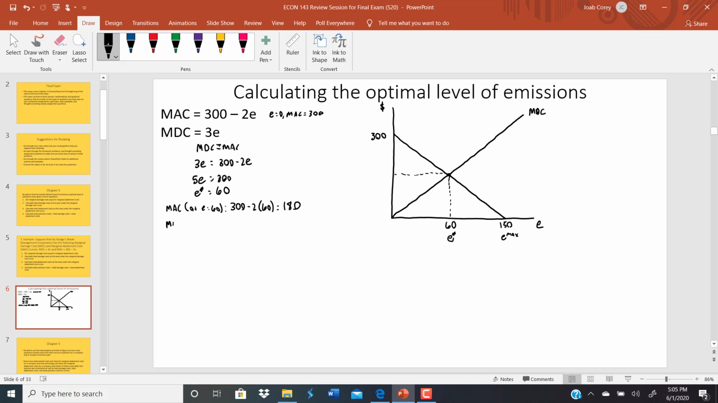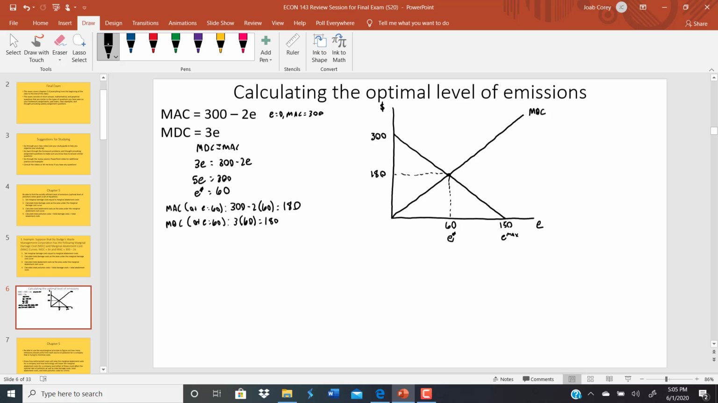We got marginal damage cost, again, at E equals 60, is just 3 times 60, which if you did it right, should be the same number, 180. So again, 180 is where we hit that equilibrium cost, right? So in other words, the marginal cost of abating another emission is 180. The marginal cost of having another emission is 180, right?